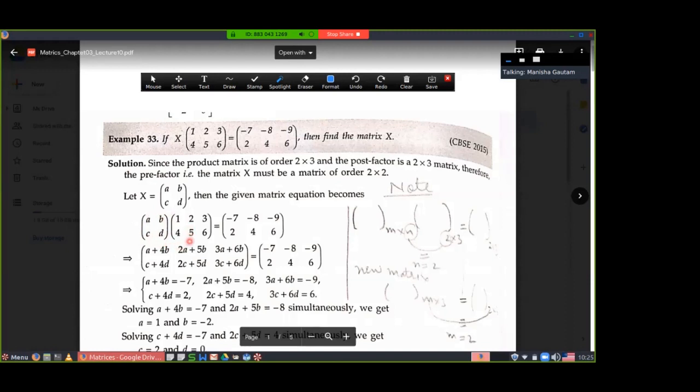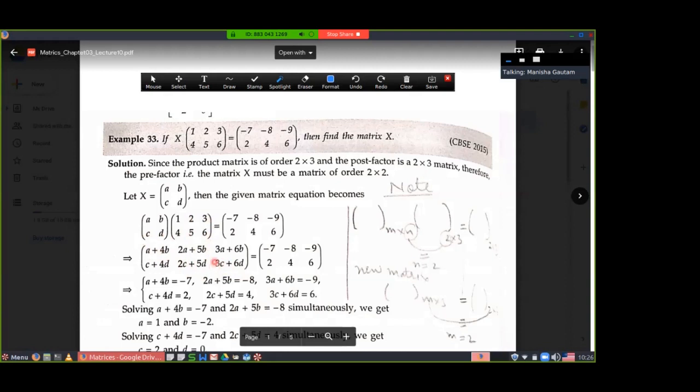Multiply this matrix with the given matrix of order 2 by 3. And the right hand side stays as it is. First do the left hand side. Multiply first row, first column, you will get A plus 4B. First row, second column, 2A plus 5B. First row, third column, 3A plus 6B. Similarly, take the second row. Second row, first column will give you C plus 4D. Second row, second column, 2C plus 5D. Second row, third column, 3C plus 6D.